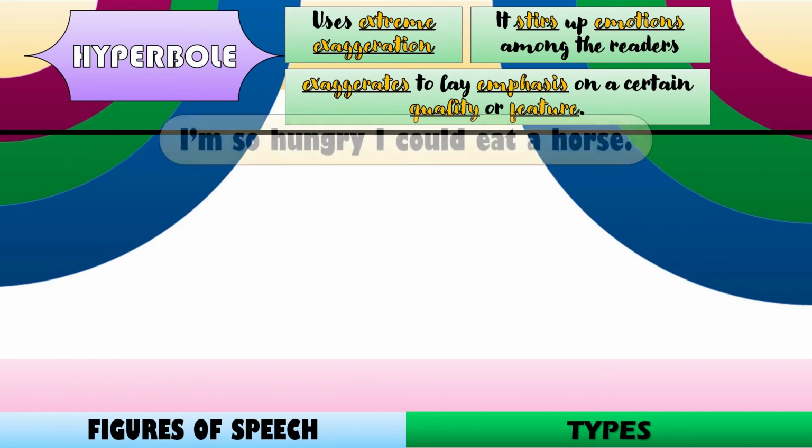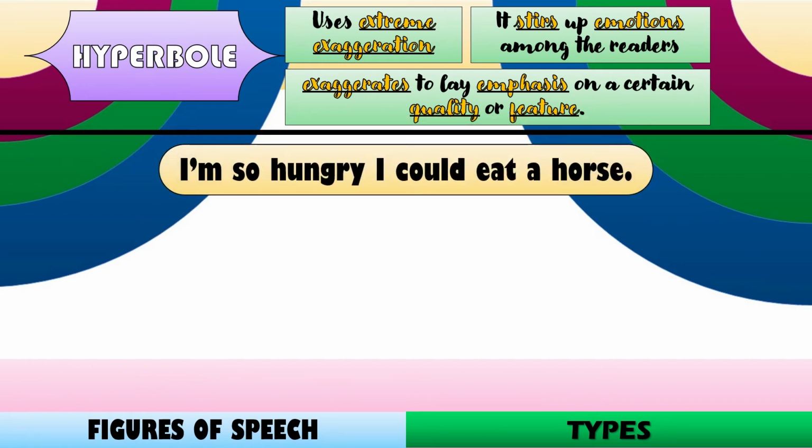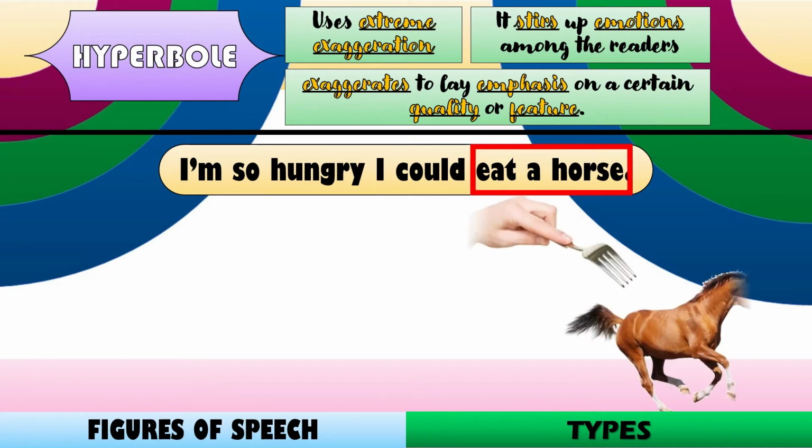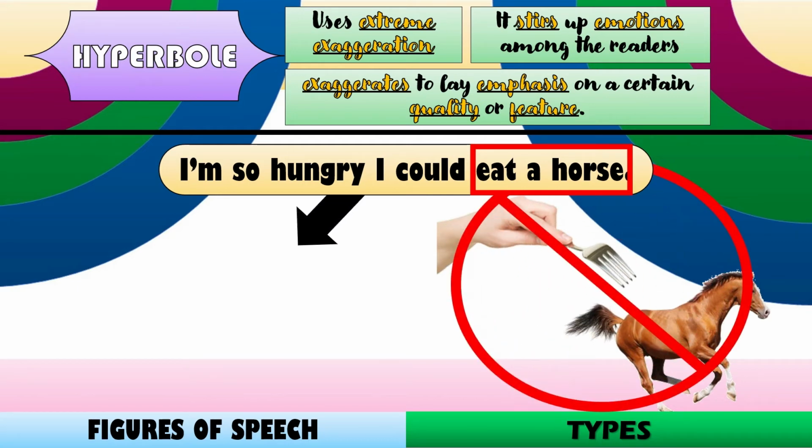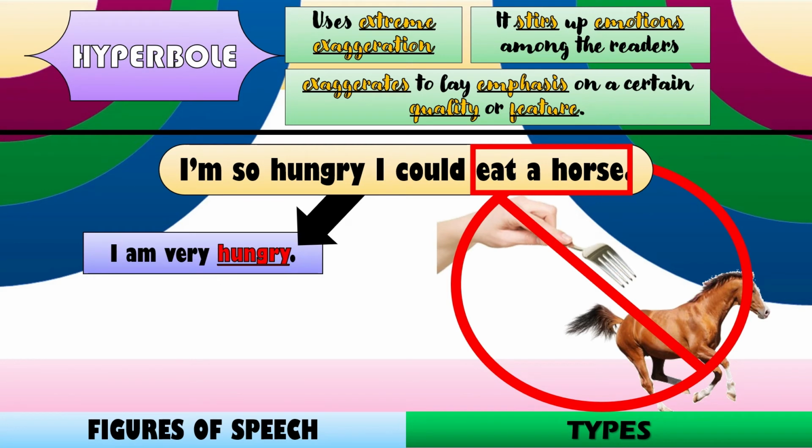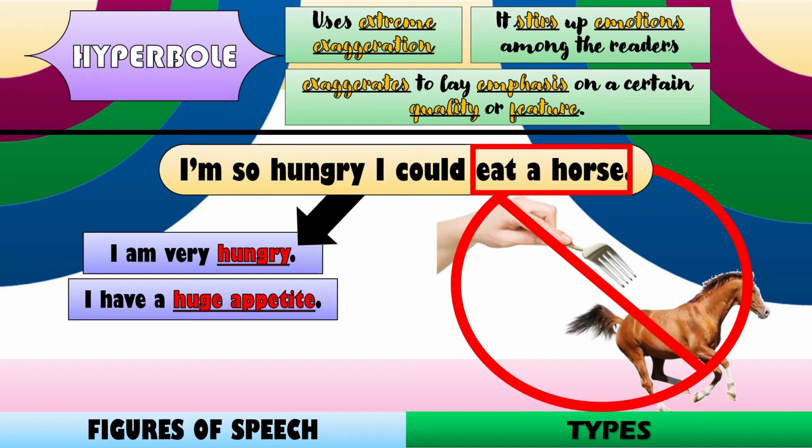Another example would be, I'm so hungry I could eat a horse. Of course, when you say eating a horse, it doesn't literally mean to eat an entire horse. Now take note that in some cultures, eating horse meat is okay, but it doesn't mean to eat the actual horse itself. This could mean that the person is very hungry. It could mean I am very hungry, or I have a huge appetite that I could actually eat a big meal. But it doesn't mean the actual horse itself.